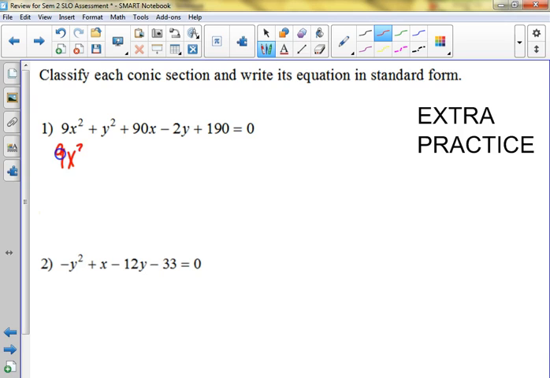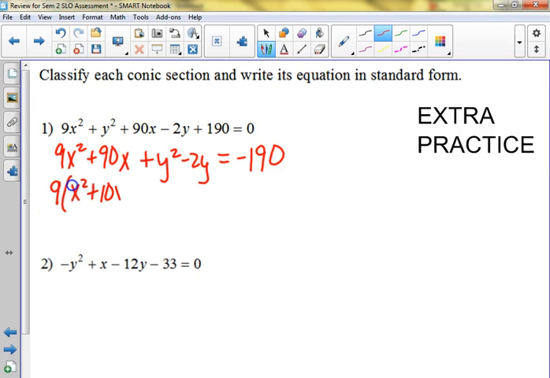If we rearrange this, a whole bunch of people did badly on this section. Okay, remember the process? X's together, Y's together, everything else on the other side. Then what? Take out a 9 and make sure you take it out of everything and add a blank. Then what are we going to do here? Okay, but we add a blank.